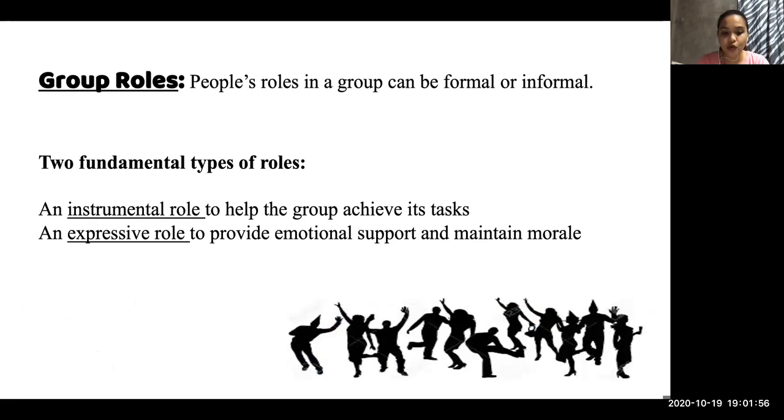Group roles. Social roles are the parts people play as members of a social group. With each social role you adopt, your behavior changes to fit the expectations both you and others have of the role. People's roles in a group can be formal or informal. Ang example ng formal group is yung sa large organization or company, may president and vice president. Yung sa informal role naman, yung example nun is sa family or circle of friends.